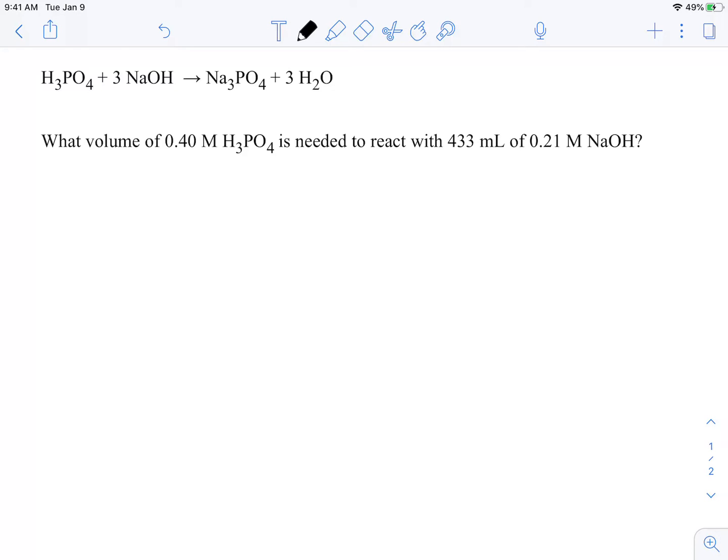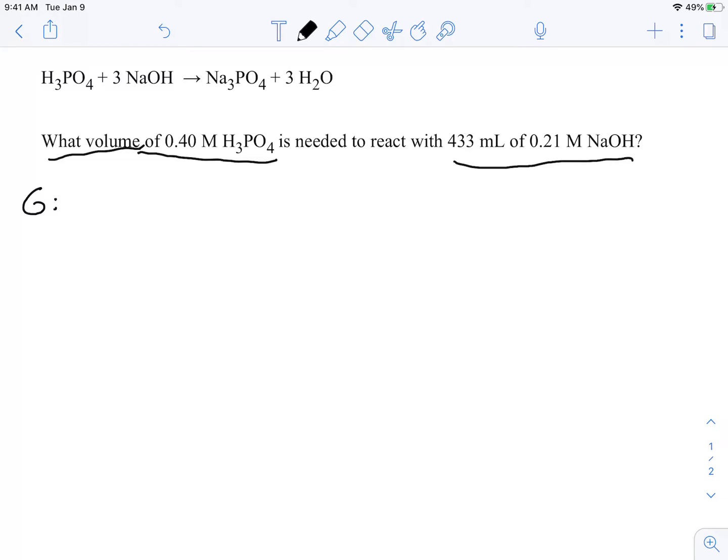First thing with any stoich, we would need to write down our given and required. The question is asking what volume of 0.4 molar H3PO4, so it's asking me to find something out about that. The other thing given in the problem is 433 milliliters of 0.21 molar NaOH.